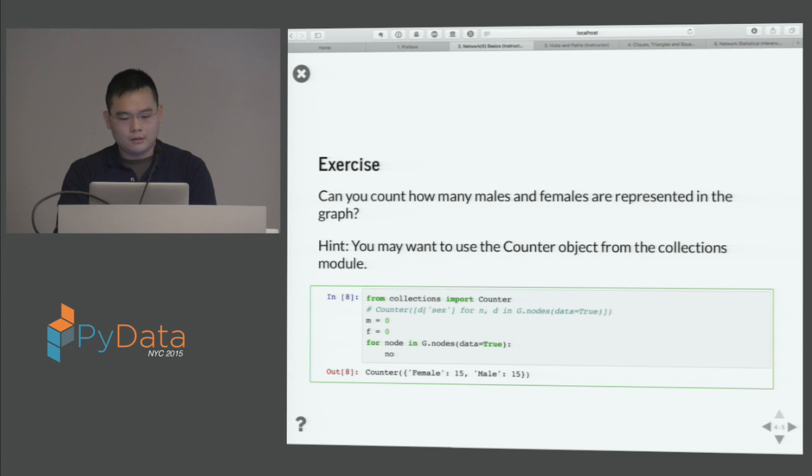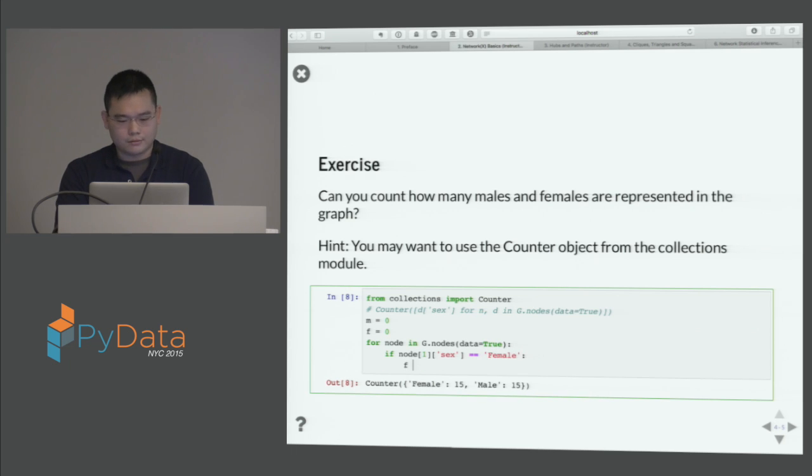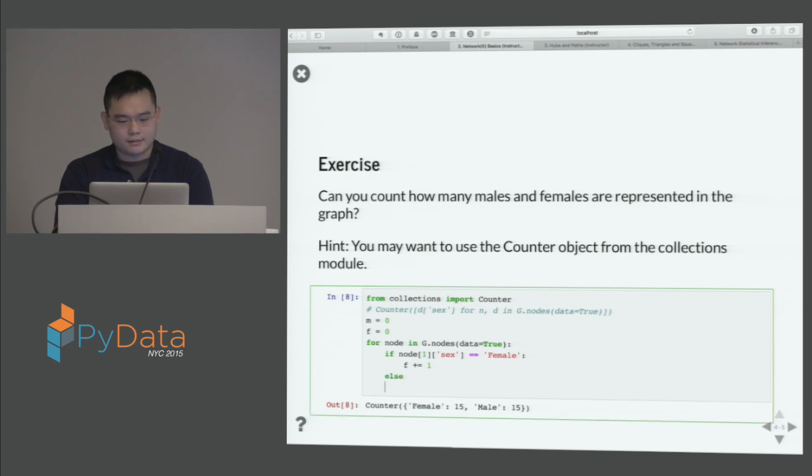Keeping in mind that now node is a two-tuple, we want to access the second element. We'd go if node[1], and node[1] is a dictionary, so then we can use dictionary accessors. Then we do f plus equals 1, else m plus equals 1. And then we can print f and m.